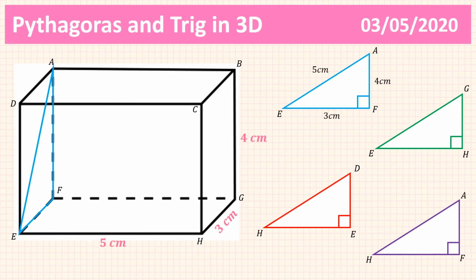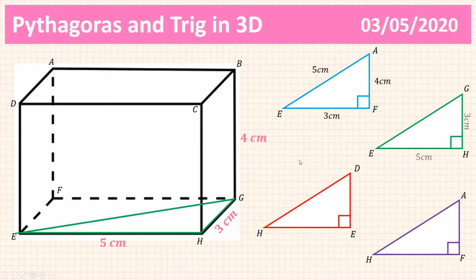Okay, so we've done the first blue triangle for you. Now let's have a look at this green triangle. So the green triangle is EHG. So I'm going from E to H to G, and that would be this one, the one on the floor of this diagram, that one there. So you can fill in the lengths. So I've got 3 and I've got 5. I need to work that out using Pythagoras, and I can work it out as 5.83. So that's the green one done for you.